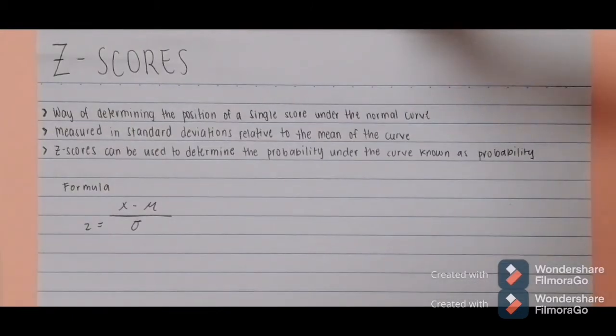So, next naman is z-scores. So, what is z-scores? Z-scores is a way of determining the position of a single score under the normal curve. It is measured in standard deviation relative to the mean of the curve. And z-scores can be used to determine the probability under the curve known as probability.